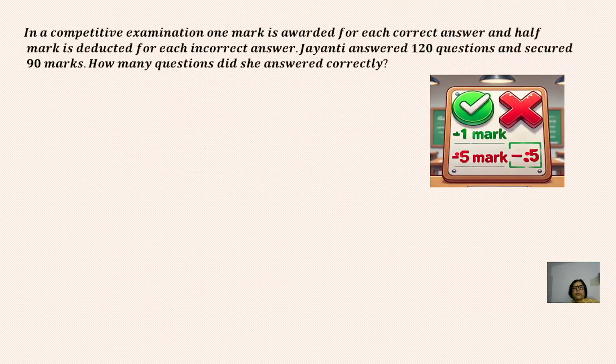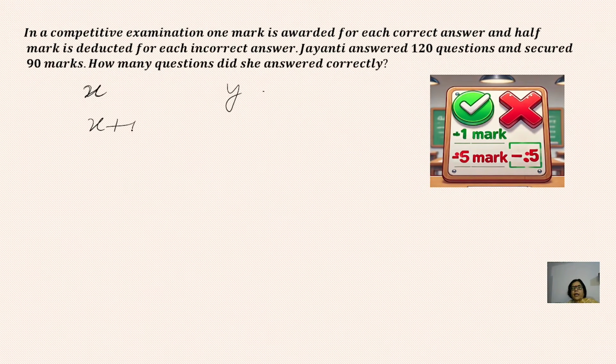Moving on to the next question, we have here, in a competitive examination, 1 mark is awarded for each correct answer and half mark is deducted for each incorrect answer. Jayanti answered 120 questions and secured 90 marks. How many questions did she answer correctly? So here we have a student answering 120 questions on the whole. Now let us assume that she answered x questions correctly and y questions incorrectly.